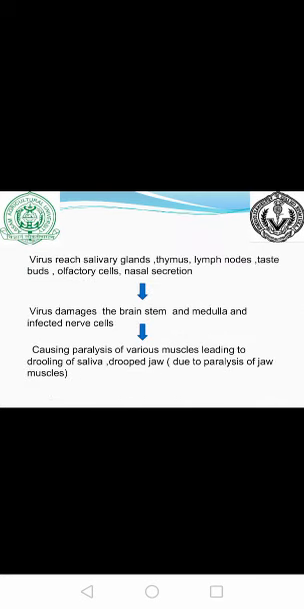The virus then reaches the salivary glands, thymus, lymph nodes, taste buds, olfactory cells, and nasal secretion. The virus then damages the brainstem and medulla and infected nerve cells, which causes the paralysis of various muscles, leading to the drooling of saliva and drooping of the jaw, which is due to the paralysis of jaw muscles. This is a picture where we can see how the virus infects the body of the host.